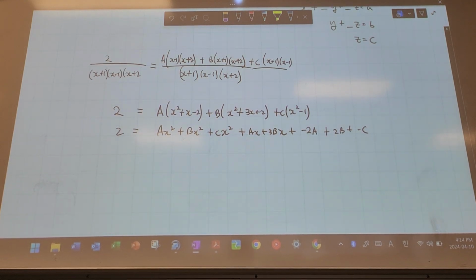Okay, so while I'm expanding the right hand side, I've already collected like terms. So we conclude that a plus b plus c is equal to 0, right? And a plus 3b is equal to 0. And negative 2a plus 2b minus c is equal to 2.